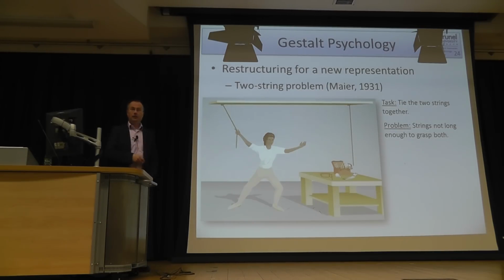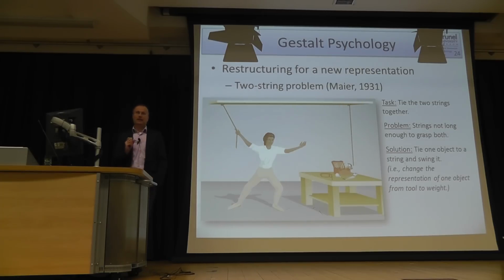So how do you get to the other string? Are you able to tie them together? And the solution is that you take one of the tools, tie it to one of the strings, and swing it. And then you grasp the other one, and when it swings back, you can grasp it and take it.